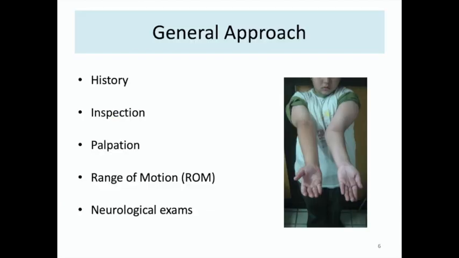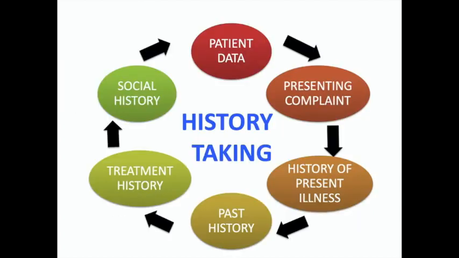So the general approach to any case in orthopedics is history and examination. And examination gets divided into inspection, palpation, range of movement and measurements, and neurological examination. So let's go stepwise. History taking: although the elbow comes as a short case more often than not, you need to balance the details of the history, small or more, which you need to pick up in a particular patient.